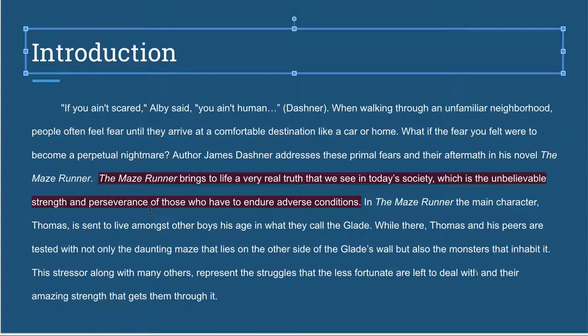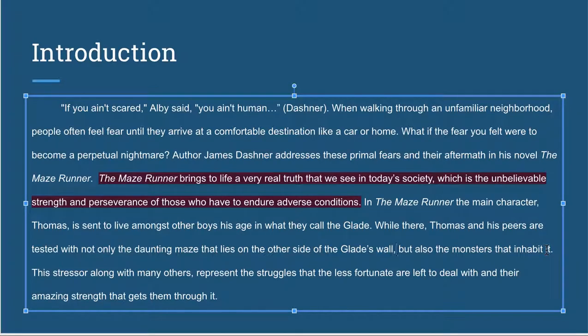Okay, so in his novel, The Maze Runner. In The Maze Runner, the main character, Thomas, is sent to live amongst other boys his age in what they call the Glade. While there, Thomas and his peers are tested with not only the daunting maze that lies on the other side of the Glade's wall, and we need a comma here. Oh, no, we don't. Yeah, because it is a complete sentence afterwards. But also the monsters that inhabit it. This stressor, along with many others, represents, so this is singular, we want represents, the struggles that the less fortunate are left to deal with and their amazing strength that gets them through.